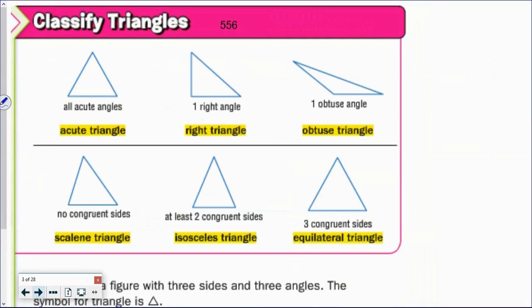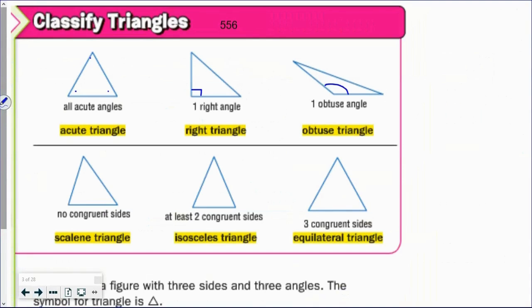Take a look at these on page 556. An acute triangle has all acute angles. So every angle within the triangle is an acute angle, meaning there's no other kind of angle in it. A right triangle has one right angle in it. And then an obtuse triangle has one obtuse angle in it.